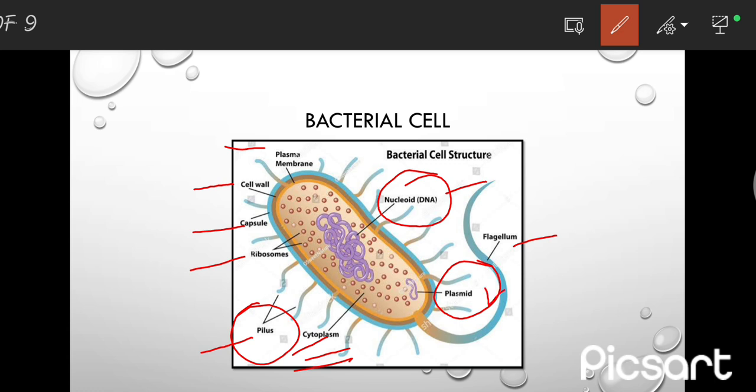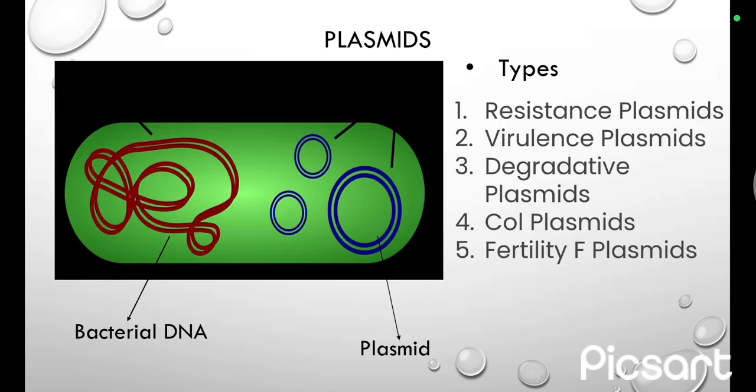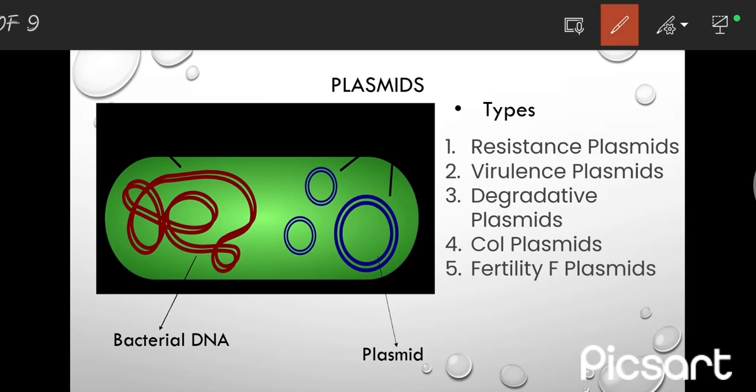And one more important thing present is the plasmid, which is nothing but extra chromosomal DNA, double stranded, which is physically separated from the bacterial DNA and thus named plasmids. So you can define plasmids as the double stranded extra chromosomal DNA present in the cytoplasm of bacteria, which have the ability to replicate and transfer from one bacterium to another bacterium.